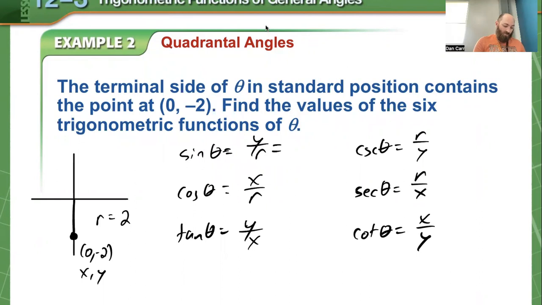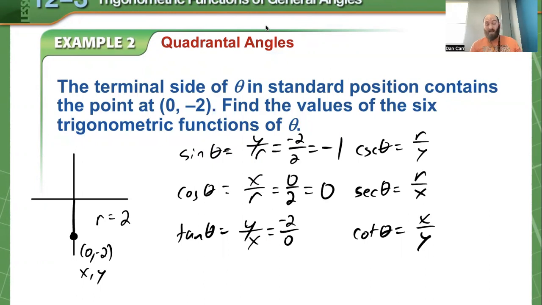So sine of theta is y over r. Y is a negative 2. Radius is 2. So that means my sine of theta comes out to a negative 1 when I reduce that. Cosine is x divided by r. So that is 0 divided by my radius of 2, which comes out as 0 in the end. Tangent, however, if I do y divided by x, y is a negative 2, x is 0.